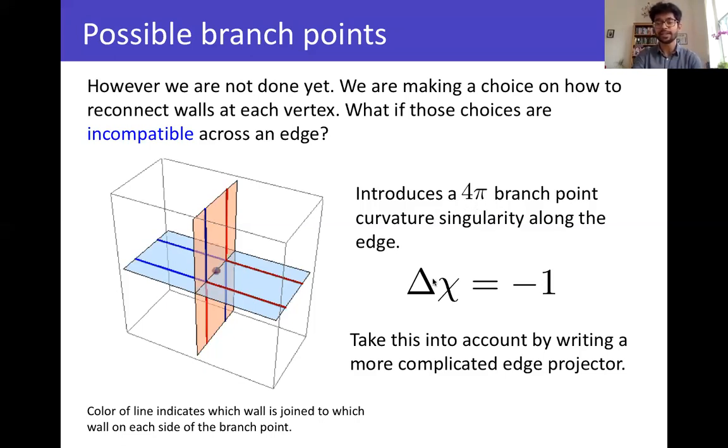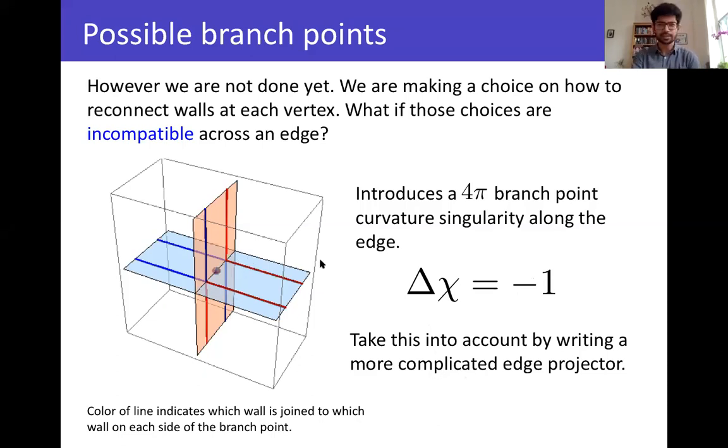And this you can take into account in the Euler character. You have to take this into account in the Euler character to get a consistent answer. It contributes to the Euler character by adding an overall -1 as compared to the case when there was no branch cut here, okay? And this is why this is called a branch point singularity. This is why this is called a branch point model, because this model requires you to take into account these branch point singularities. And again, you can take this into account by just writing a slightly more complicated edge operator, okay?